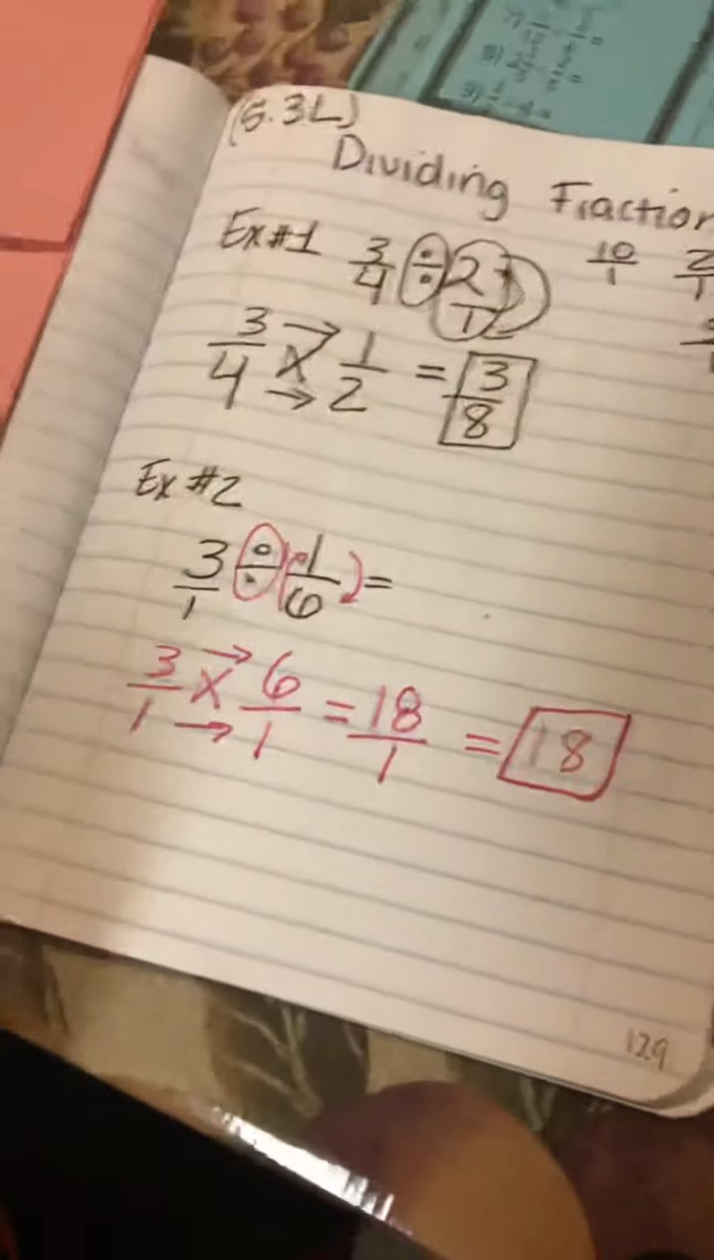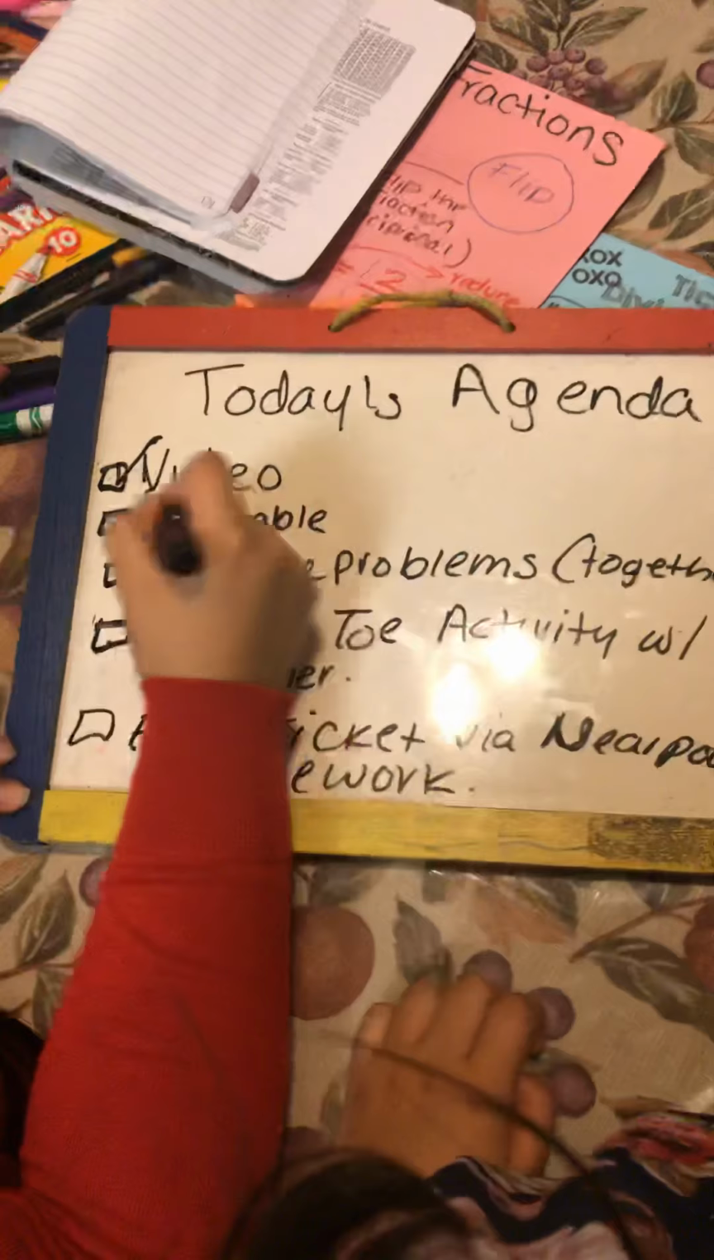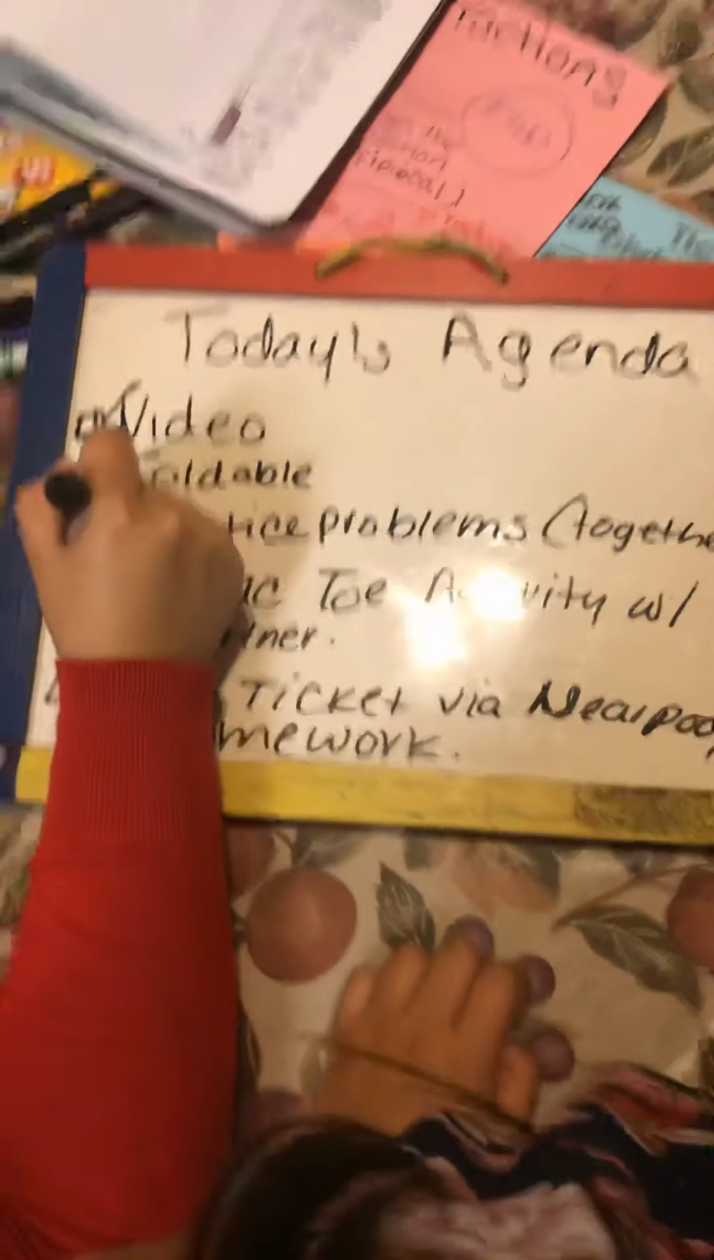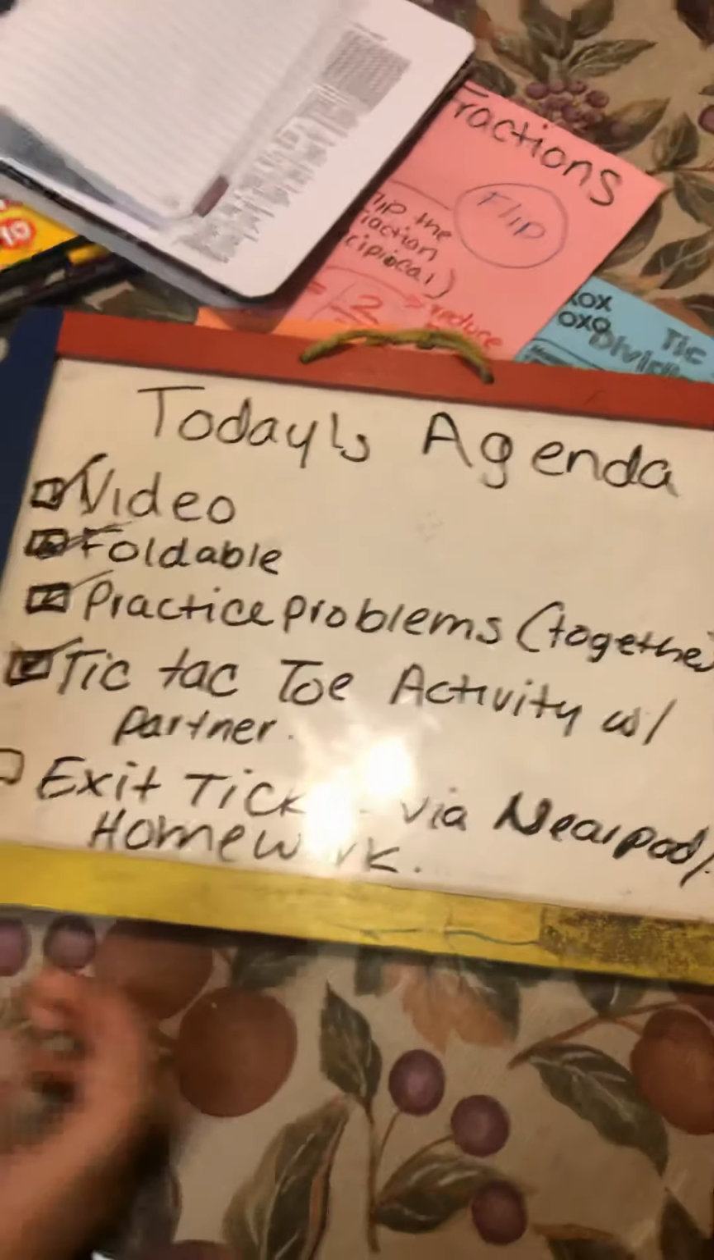Okay? So right now, what we're gonna be doing is we can close our journal, or we can have it. Let's have it, because the next activity you can actually write on your journal. So fold your foldable, have a piece of paper, and let's check our agenda. So far we have watched our video, we have created a foldable, we have practiced some problems. Now it's time for us to work on our tic-tac-toe activity with a partner.